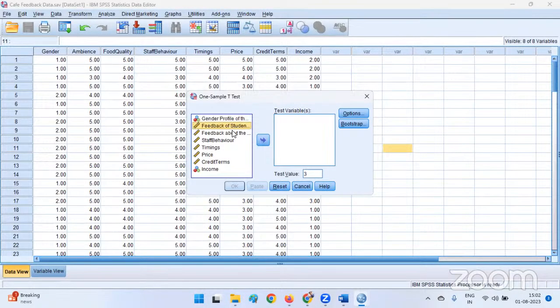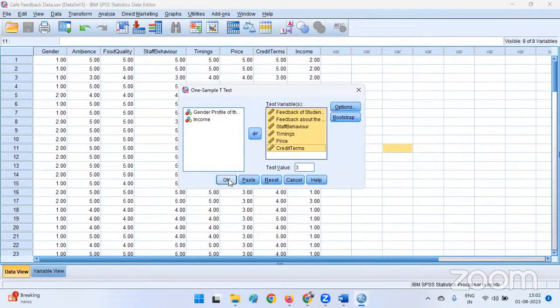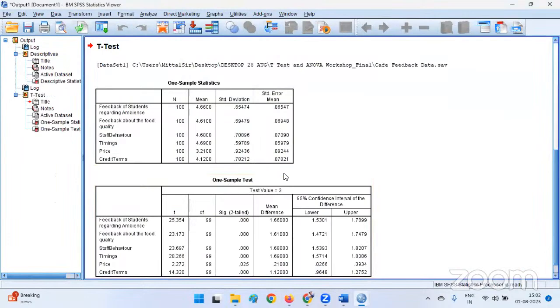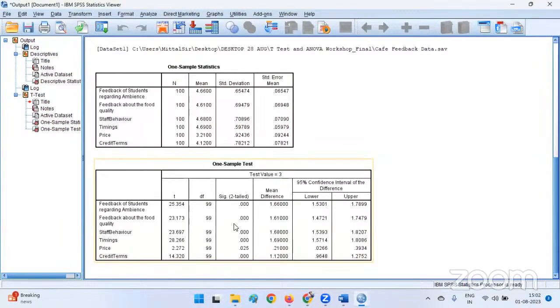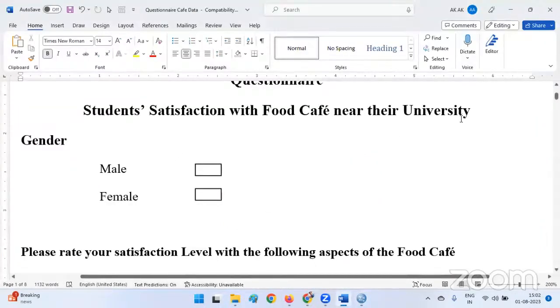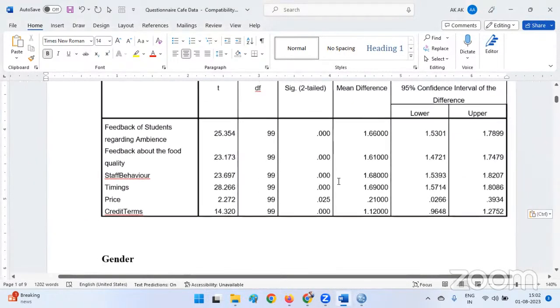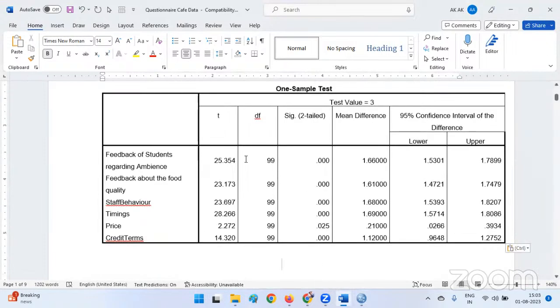Then all the variables are inserted, and after inserting all the variables, click OK. Let us copy this into the Word file. These are the results. In the results, we leave the first two columns for now.